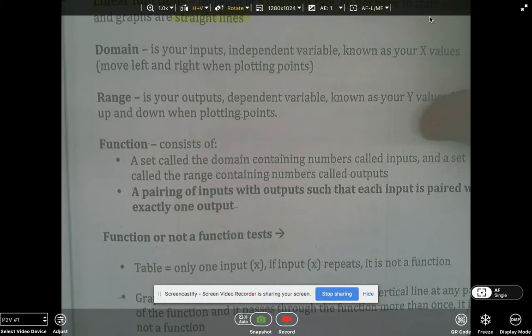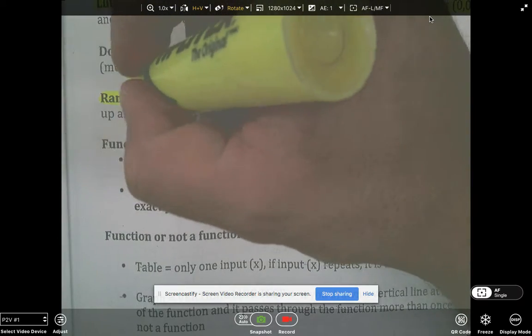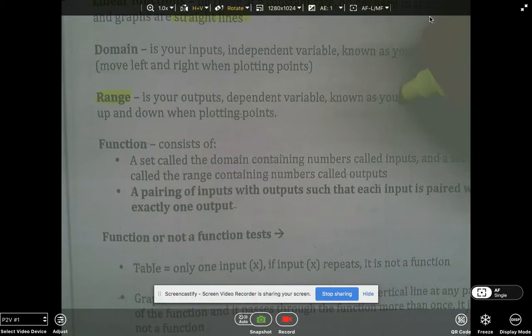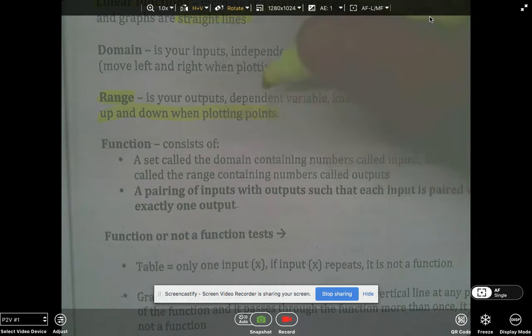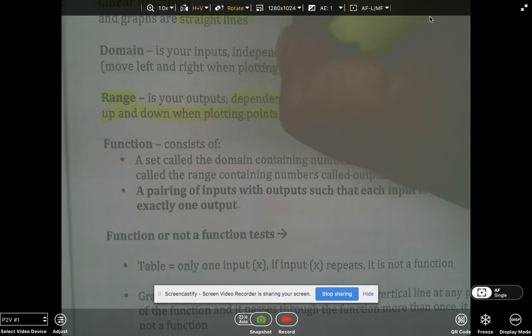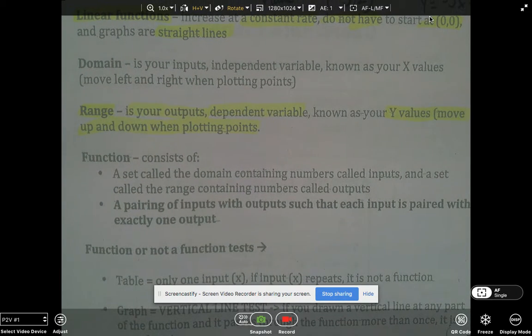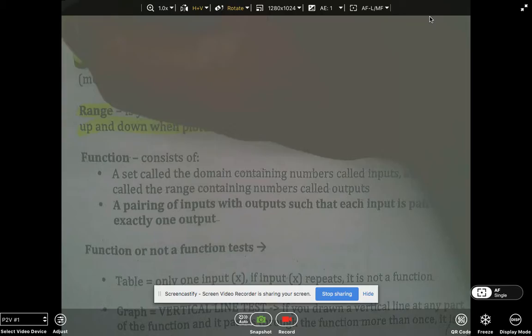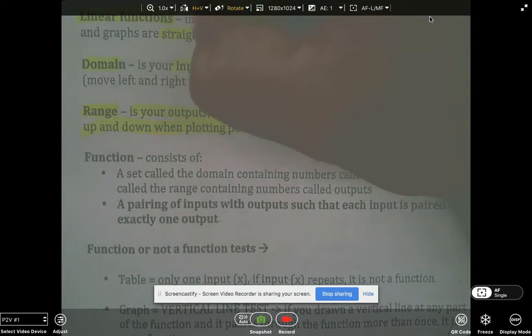Maybe by reading ahead or from your memory, can someone tell me which controls the y values? Is it your domain or your range? Yeah, it's your range. Your range controls your y values, and it helps you move up and down the coordinate plane. It's also known as your dependent variable or your outputs. So therefore, what controls your x values? That is called your domain. That's your x values. It's your independent variable. It's your inputs.